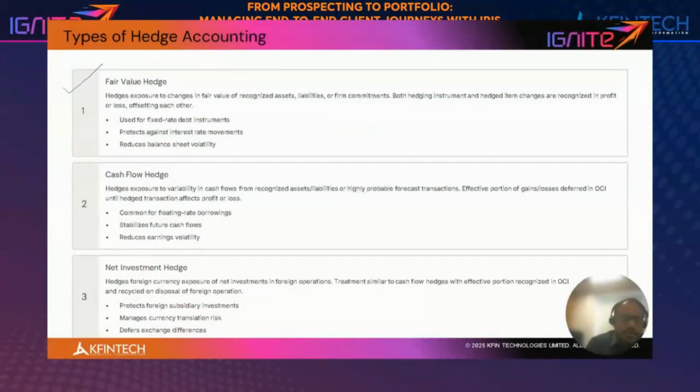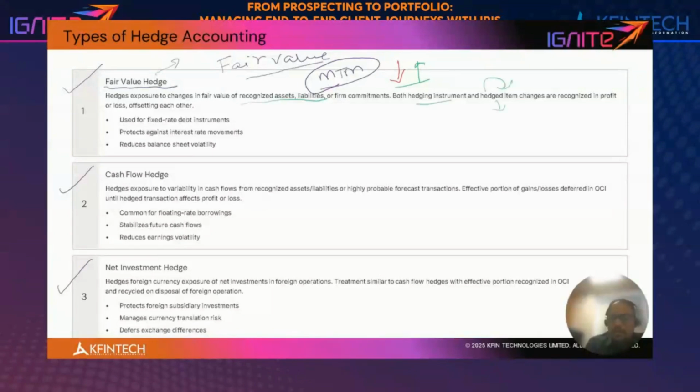So these are the types of hedge accounting. This is the actual detail of hedge accounting. First is a fair value hedge. Now from the word you can make out, fair value means the recognition of MTM should happen. Whatever is the loss or whatever is the profit should be recognized. So it hedges exposure to changes in fair value of recognized assets and liabilities, both the hedging instrument and the hedged item.